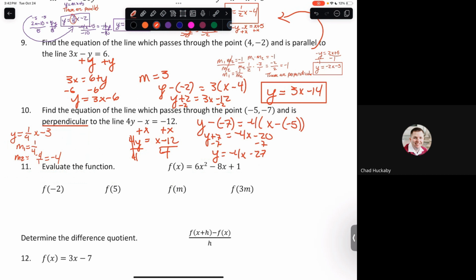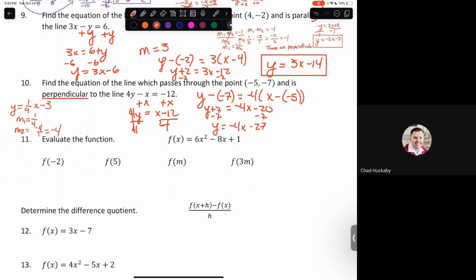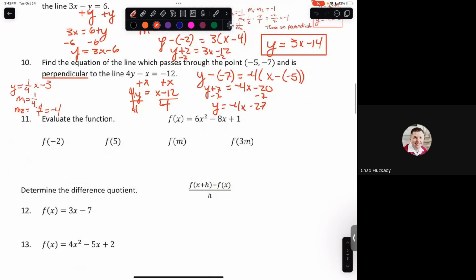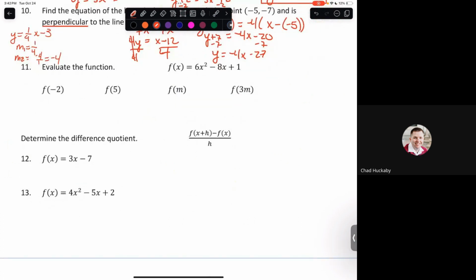What about number 11? Number 11, we want to evaluate the function 6x squared minus 8x plus 1 at various values. So if we evaluate f of -2, we're taking this value, -2, and putting it everywhere we see an x. So we get 6 times -2 squared minus 8 times -2 plus 1.